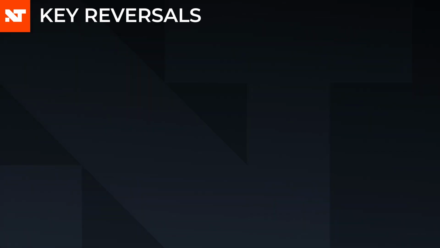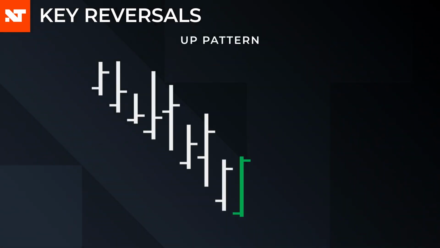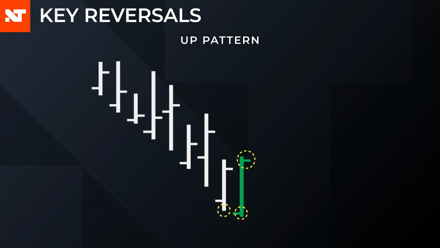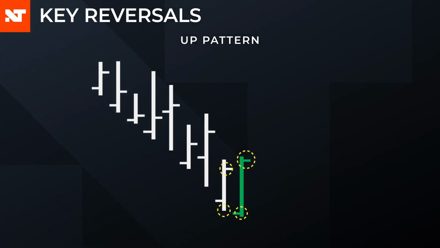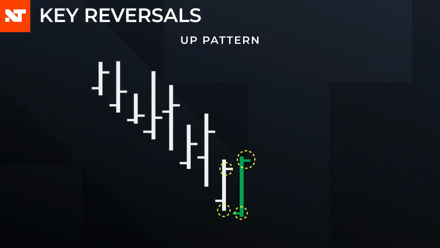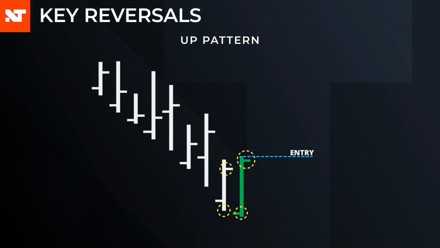A key reversal up pattern starts in a downtrend. Then the key reversal bar, current bar, makes a low that is lower than the previous bar, and then the close of the key reversal bar, current bar, is greater than the close of the previous bar. This can often create an outside engulfing bar. Orders are generally placed slightly above the high to help confirm the new direction.